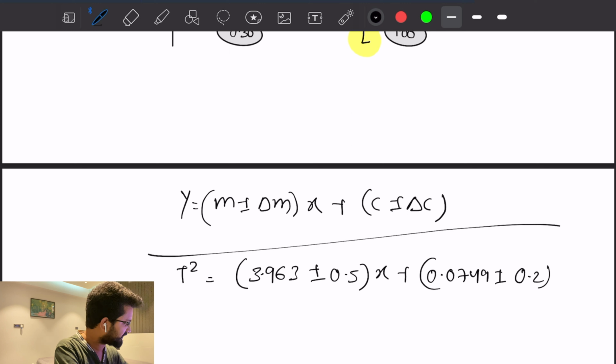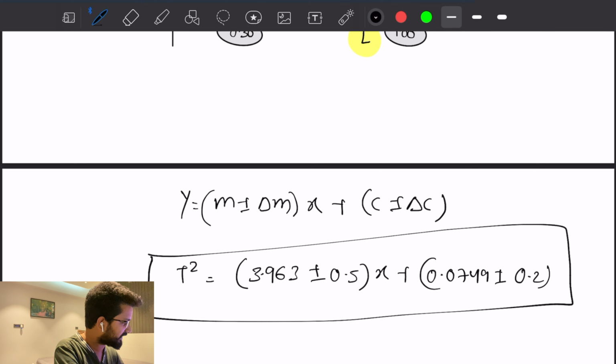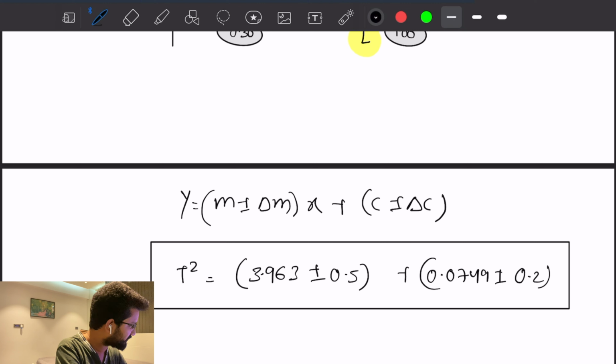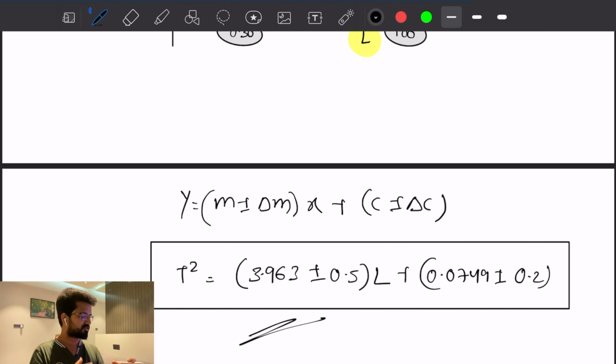So this is my relationship between T squared and length. And remember, my x is basically the length of the simple pendulum. So let me replace that x with L, and that gives us the final relationship between the square of the time period and the length of the pendulum. This equation also tells us the amount of uncertainty involved in my experiment, the uncertainty in the slope as well as the uncertainty in the y-intercept. So that's all in this video.